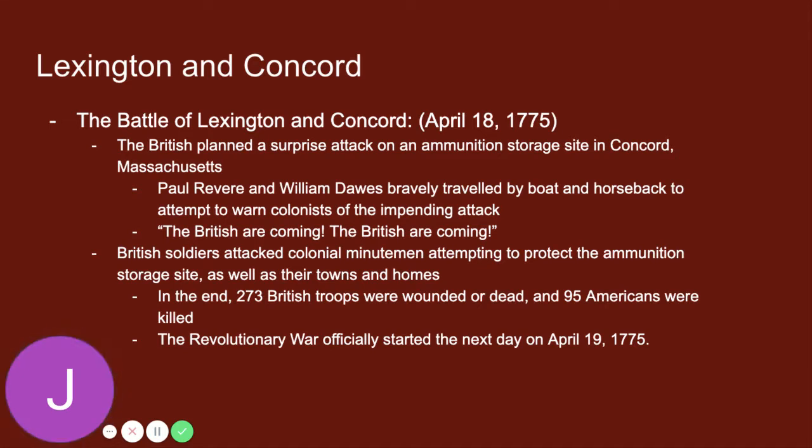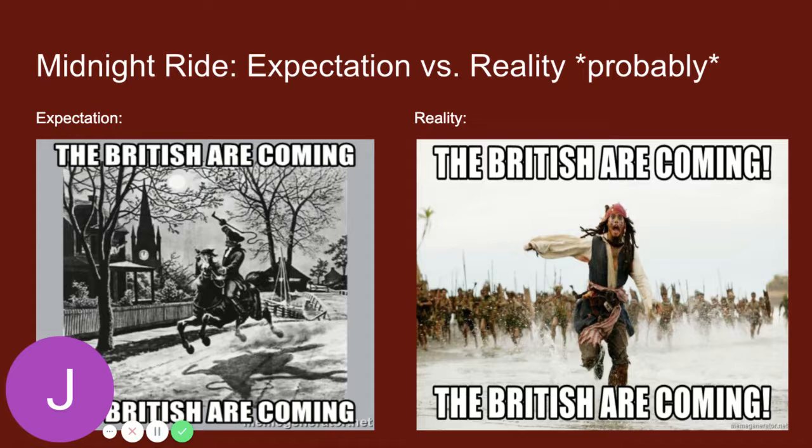The British soldiers attacked colonial Minutemen, who were attempting to protect the ammunition storage site as well as their towns and homes. Minutemen are essentially a group of men who are not soldiers by any means, but if something happens, they are able to pick up their weapons and be ready in a minute to defend their towns. That's where the term Minutemen comes from. In the end, 273 British troops were wounded or dead, and 95 Americans were killed. The Revolutionary War officially started the next day, on April 19th, 1775.